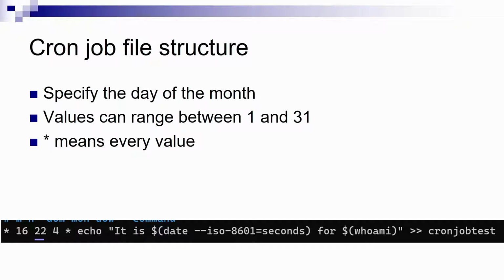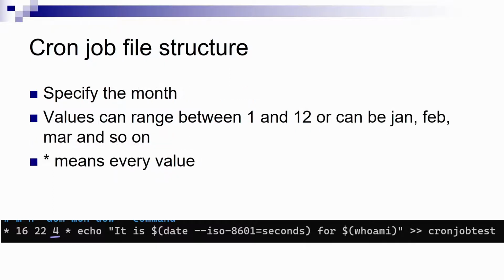Then the next part specifies the day of the month that the task will run, and for this the values range from 1 to 31. Again, a star means every day. Here we have the month that the task will run, and this can be configured either by the range 1 to 12 or by specifying the actual month like January, February, March and so on.